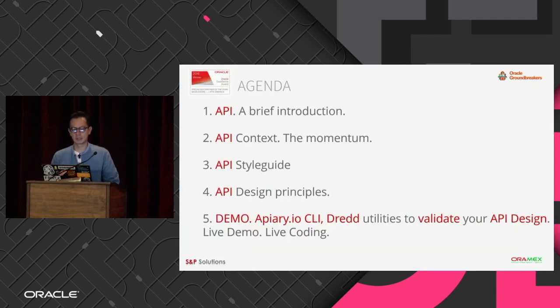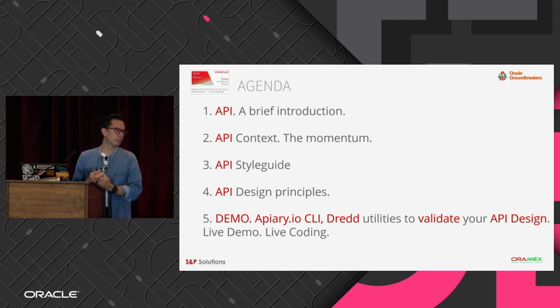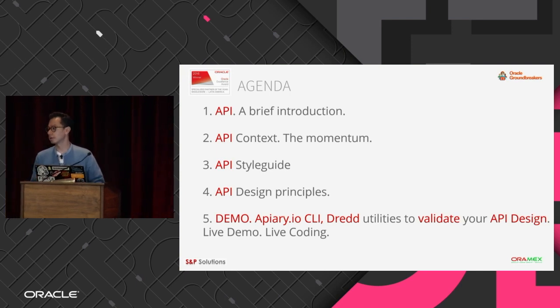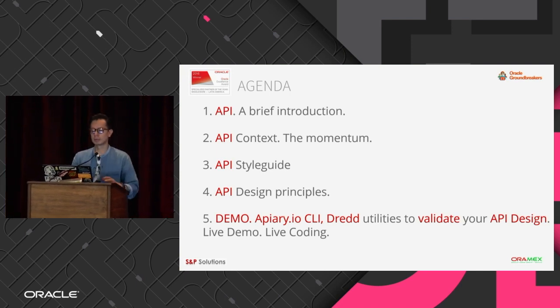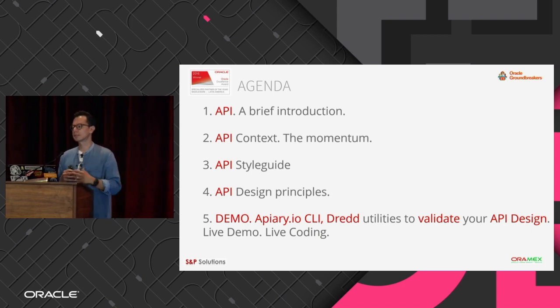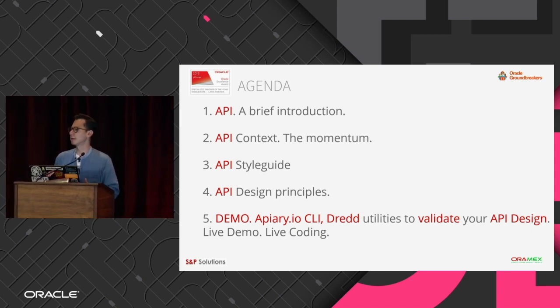And this is the agenda for today. I am going to do a brief introduction about the momentum of the web APIs, what is happening in the industry with web APIs, and why they are so relevant nowadays. I am going to give you some context about what is happening again in the industry with APIs, and then I'm going to start talking about how to treat a web API.